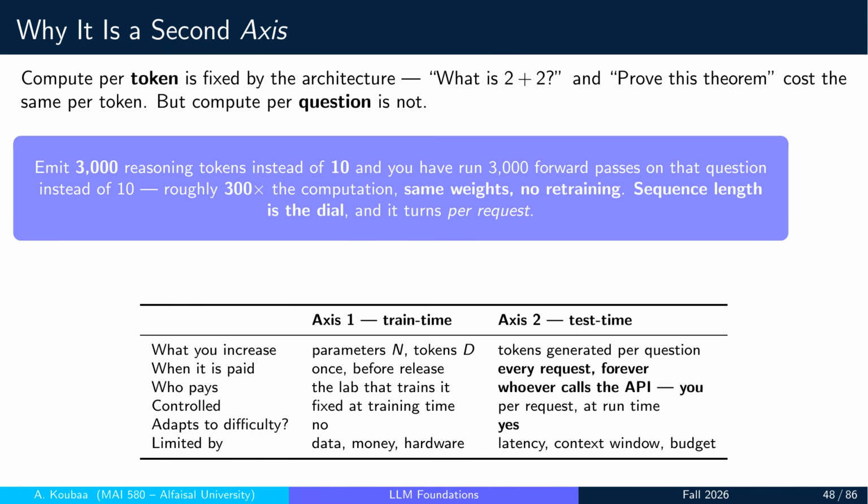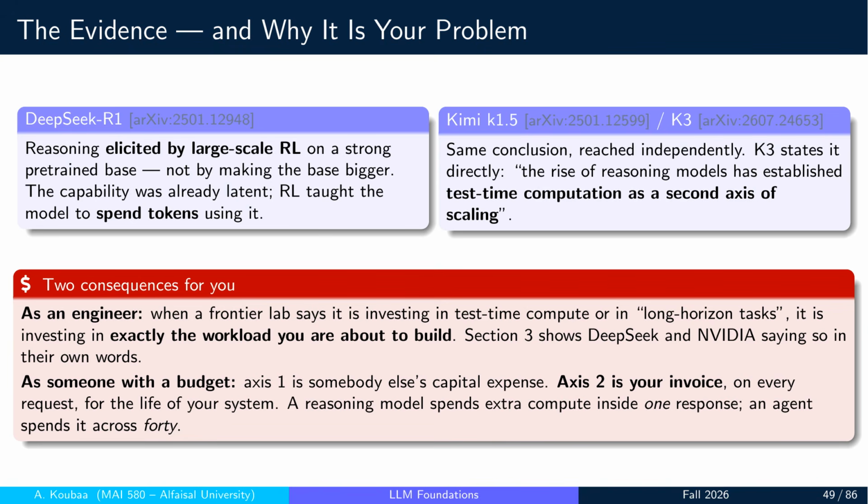Does it adapt to difficulty? No versus yes. And what limits it? Data, money, and hardware versus latency, the context window, and your budget. Read that fourth row again, because it is the one that makes axis 2 interesting rather than merely expensive. Axis 2 adapts to difficulty. Axis 1 cannot. Now, the evidence from 2 laboratories that reached the same conclusion independently.